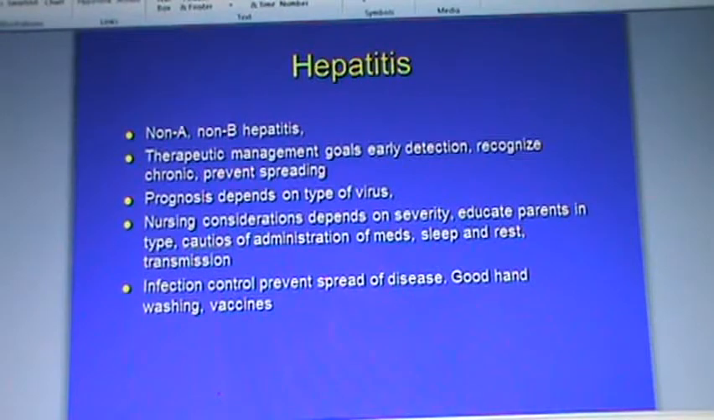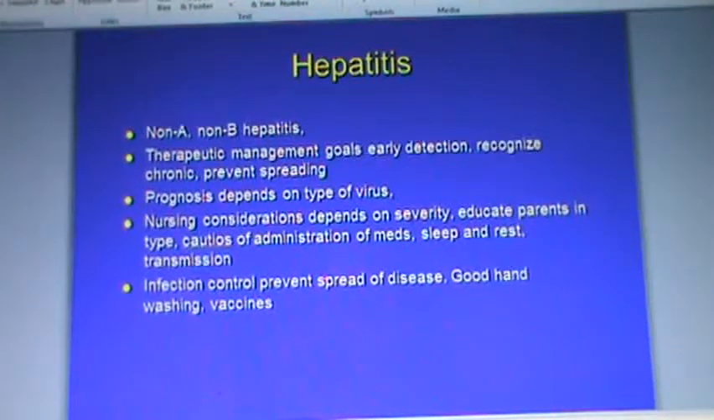Non-A, non-B hepatitis. Therapeutic management goals: early detection, recognize chronic, and prevent spreading. The prognosis depends on type of the virus. Nursing considerations depend on severity.